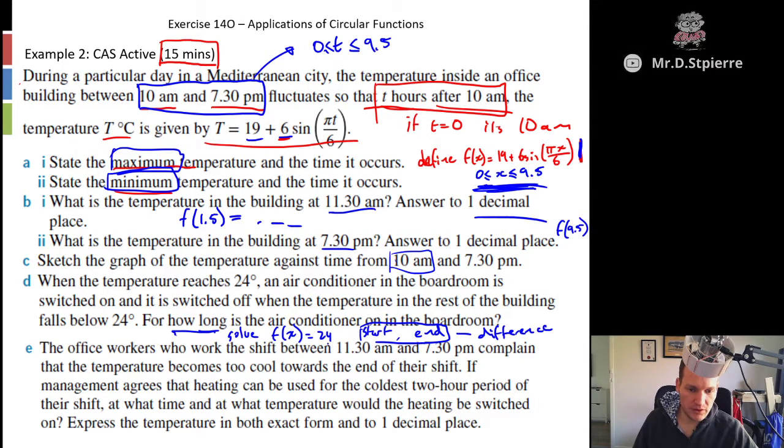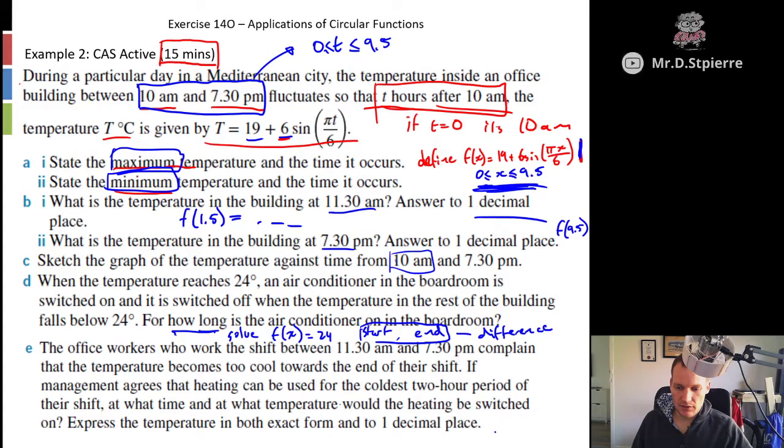The office workers who work the shift between 11:30 a.m. and 7:30 p.m. complain that the temperature becomes too cool towards the end of their shift. The management agrees that heating can be used for the coldest 2-hour period of their shift. At what time and at what temperature would the heating be switched on? Express the temperature in both exact form and one decimal place.